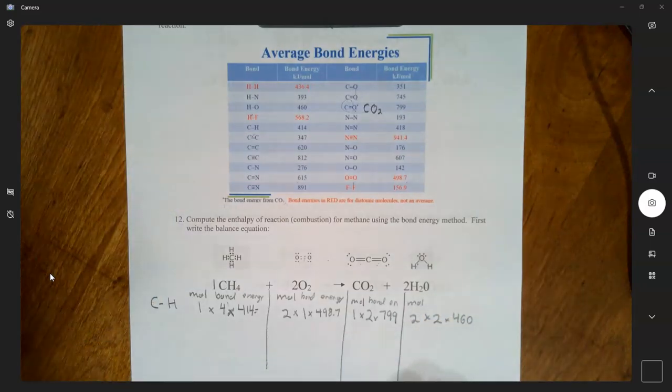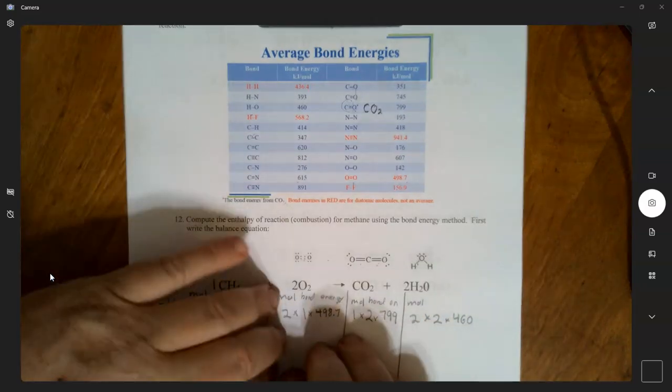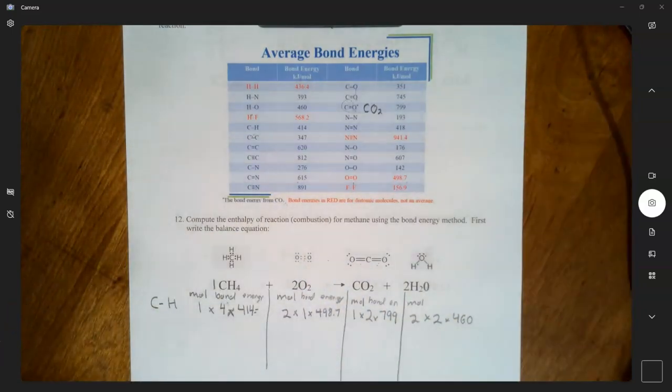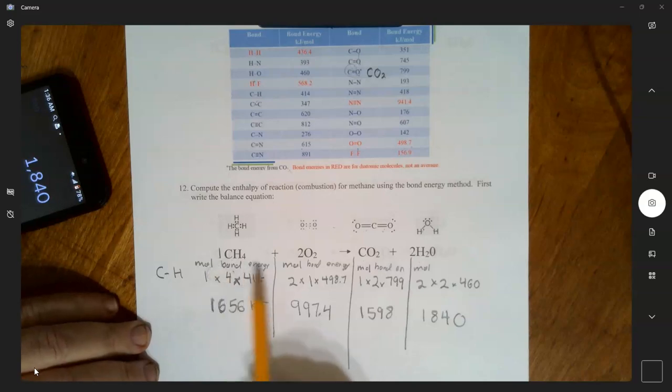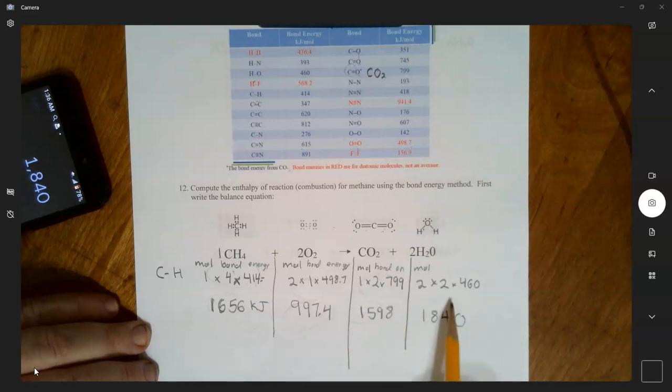So now we go back and do the math on these. You can actually do the math as you go along. I'm just doing it, so I'll do it all at one time here. Okay, so I did the math on this. I came up with this number. This came up with this number. This came up with this number, and here.